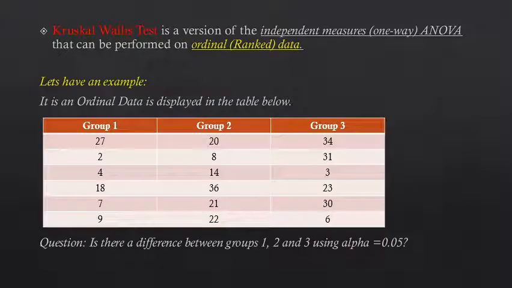Okay, let's proceed. Kruskal Wallis test is basically a version of the independent measures one way ANOVA that can be performed on ordinal data, rank data.